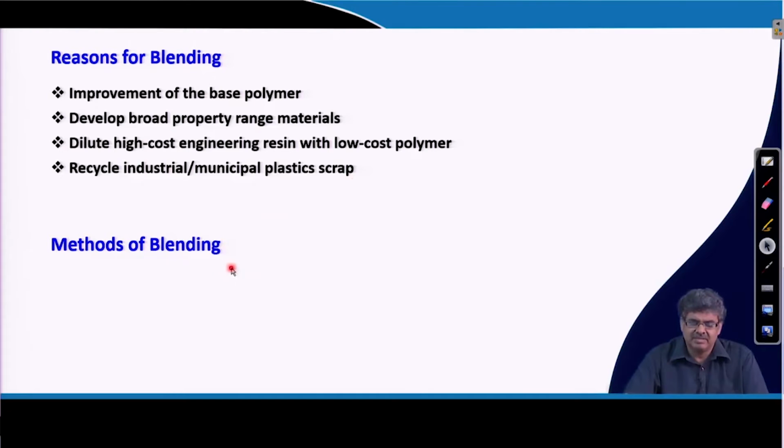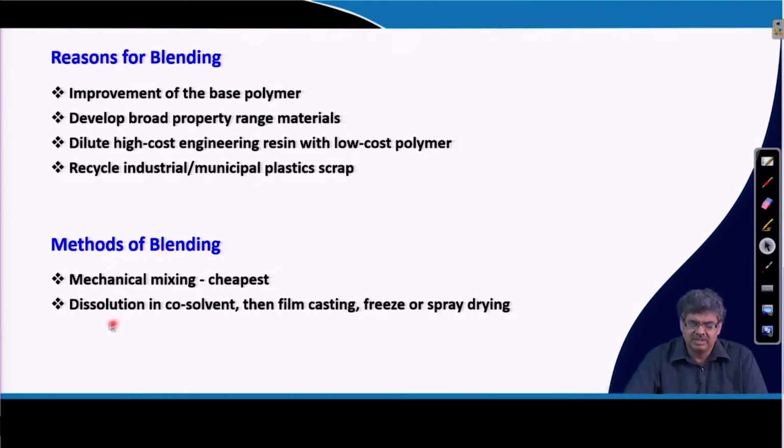The methods of blending can be mechanical mixing, which is the cheapest way of mixing or blending polymers. It can be done by dissolving the polymers in a common solvent and then casting a film, or by freeze drying or spray drying, but this is the most costly affair, and the use of solvent is also hazardous.